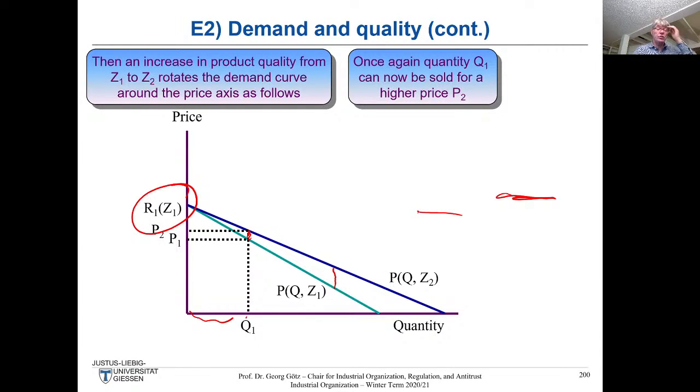Once again, of course, that would mean that you can sell the same output at a higher quality, the same output at a higher price given your higher quality. But actually, under what circumstance would we expect that? So I would try to give you an example here.